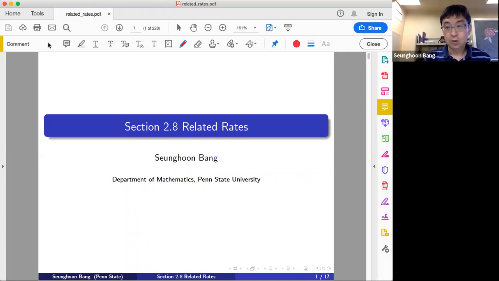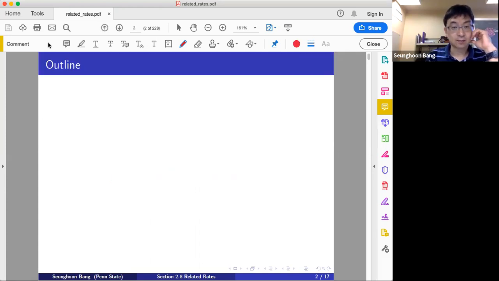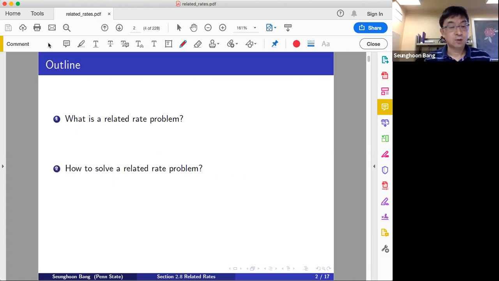Okay, so today I want to talk about section 2.8, related rates. This is our outline. First, what is a related rate problem? Second, how can you solve a related rate problem? Last, I will give more examples of related rate problems.